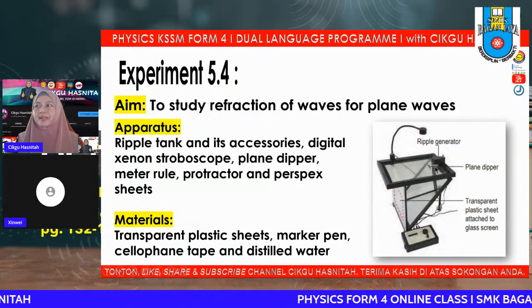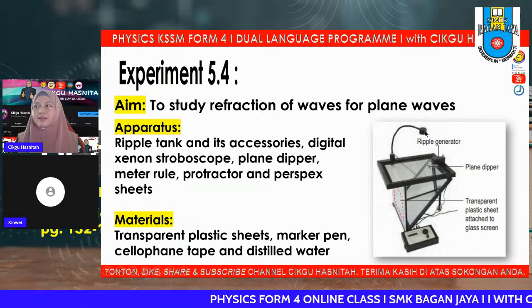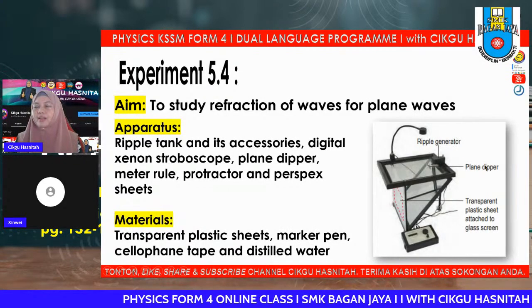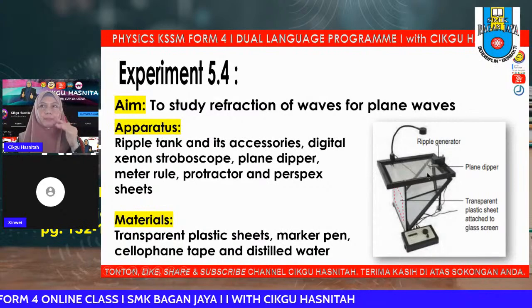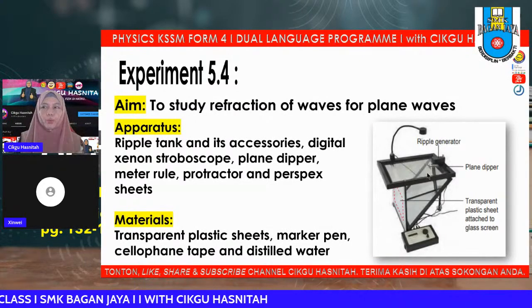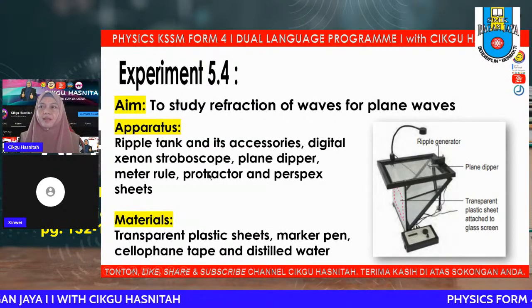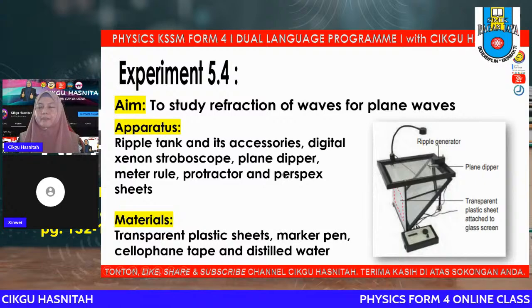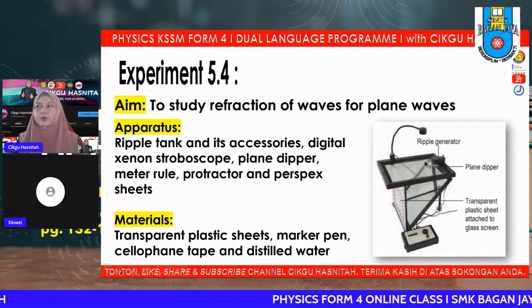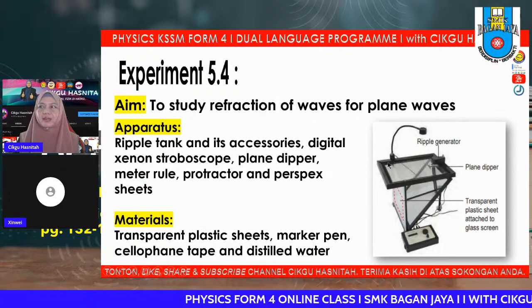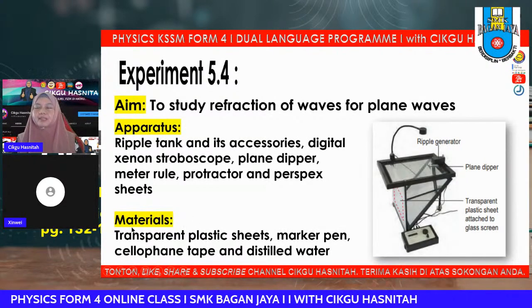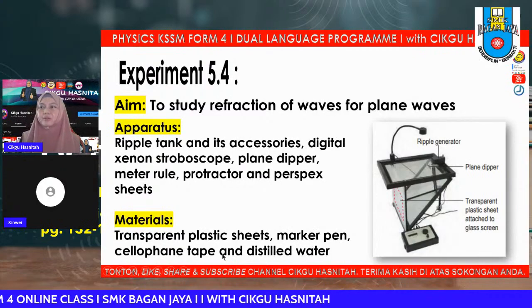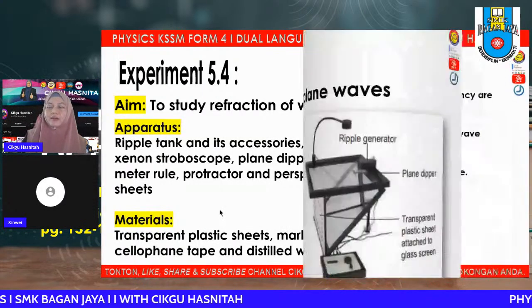Once the ripple generator is switched on, the plane dipper will start to vibrate. The moment it vibrates, it will produce a plane wave. And we also need a perspex sheet. The perspex sheet is to create different depths in this ripple tank. And these are the materials: marker pen, silicone tape, distilled water, and so on.